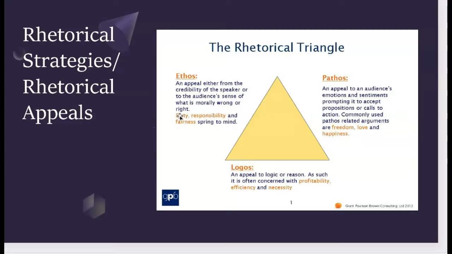When thinking about ethos, you want to appeal to your audience's sense of what is morally right or wrong. You want to establish yourself as someone who is authoritative, someone who is reasonable, someone who is well informed. And with logos, you want to appeal to your reader's sense of logic or reason. Think about profitability, efficiency, necessity of these solutions that you're trying to offer.